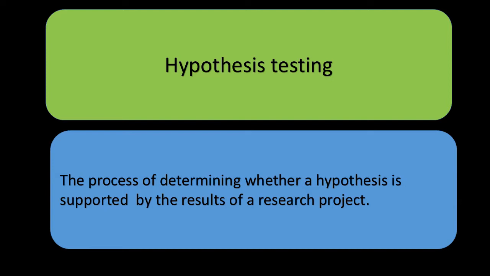Sometimes the null hypothesis may be the correct one, or otherwise the alternative hypothesis may be the correct one. If the null hypothesis is correct, we say we fail to reject the null hypothesis. That means the null hypothesis is correct. If we accept the alternative hypothesis, we reject the null hypothesis. All the time we explain hypothesis testing by means of the null hypothesis. We have to remember that.